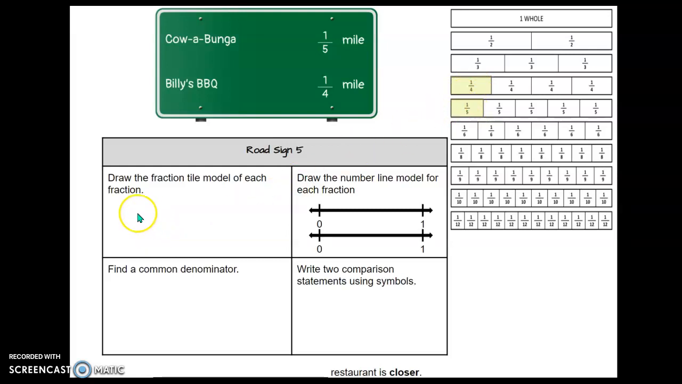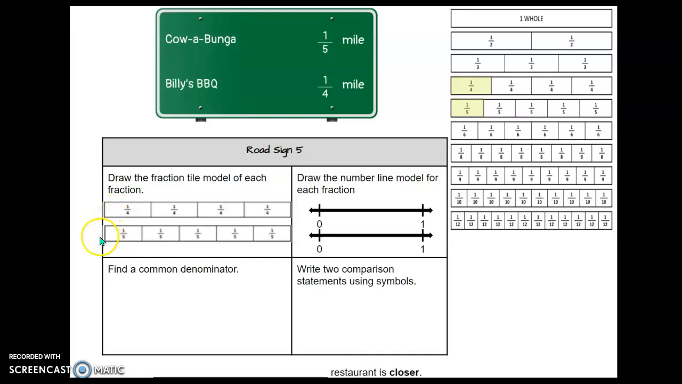So I'm going to actually draw my picture. I'm going to come where it says draw the fraction tile model of each fraction. I'm going to have my fourths, and I'm going to draw it from one end of the box to the next end of the box with 4 equal parts. And I'm going to draw my fifths. Again, I'm going to start at one end of the box and go to my other end of the box, and I'm going to have 5 equal parts for my fifths.